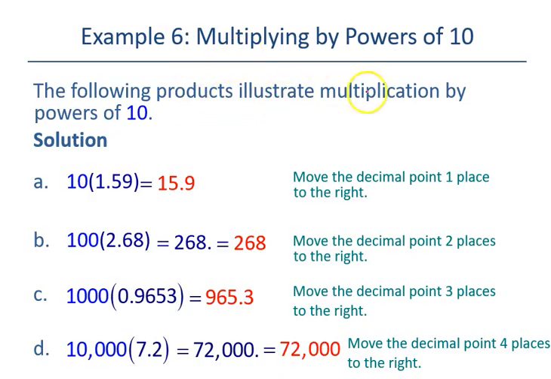The following products illustrate multiplication by 10. Notice I got 10 multiplied by 1.59. We're just moving it over once. Because of this 1 0 here, I'm just going to move it over 1. Okay, 2 zeros, I'm going to move it over twice, and that's how I get that. Here, there's going to be 3 zeros, so I go 1, 2, 3, and that's how we get that. 10,000, same thing. If I got 7.2, move it over. Wherever the decimal starts, that's where we start the movement process. Okay, and now you know how to multiply by decimals.